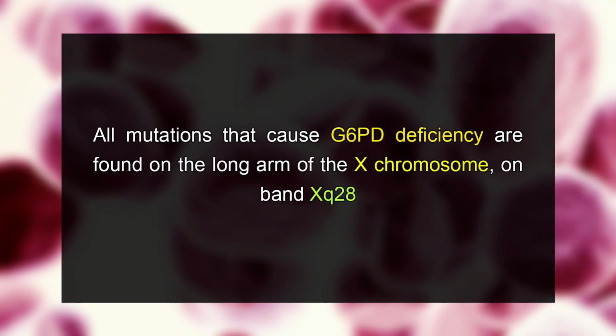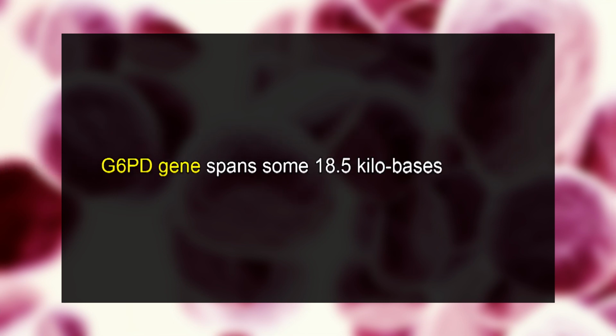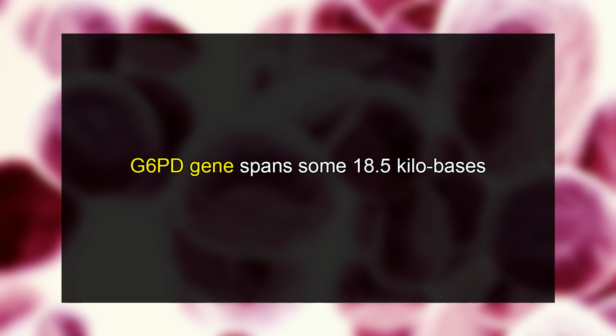All mutations that cause glucose 6-phosphate dehydrogenase deficiency are found on the long arm of the X chromosome on band Xq28. The glucose 6-phosphate dehydrogenase gene spans some 18.5 kilobase pairs.